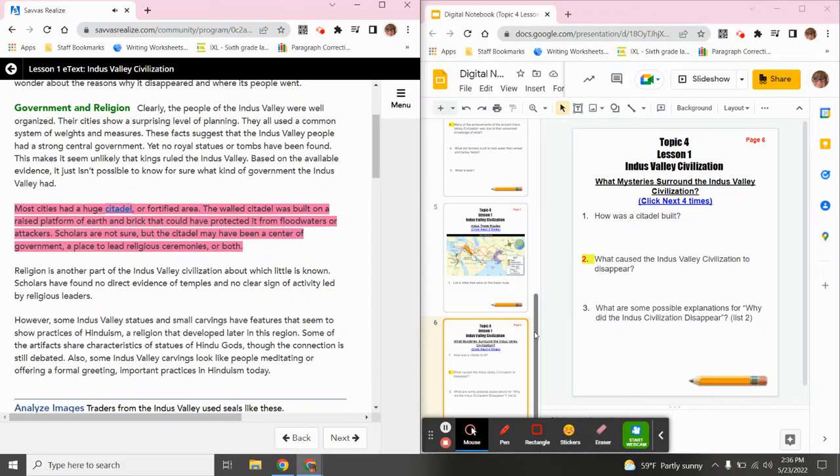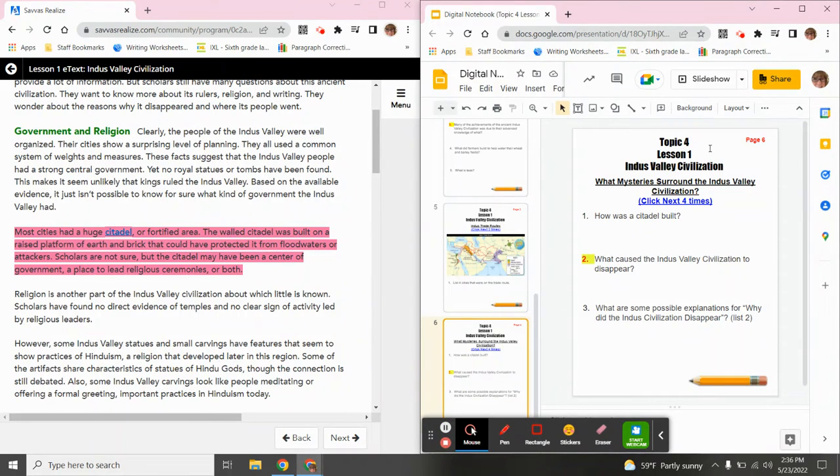Religion is another part of the Indus Valley civilization about which little is known. Scholars have found no direct evidence of temples and no clear sign of activity led by religious leaders. However, some Indus Valley statues and small carvings have features that seem to show practices of Hinduism, a religion that developed later in this region. Some of the artifacts share characteristics of statues of Hindu gods, though the connection is still debated. Also, some Indus Valley carvings look like people meditating or offering a formal greeting, important practices in Hinduism today.